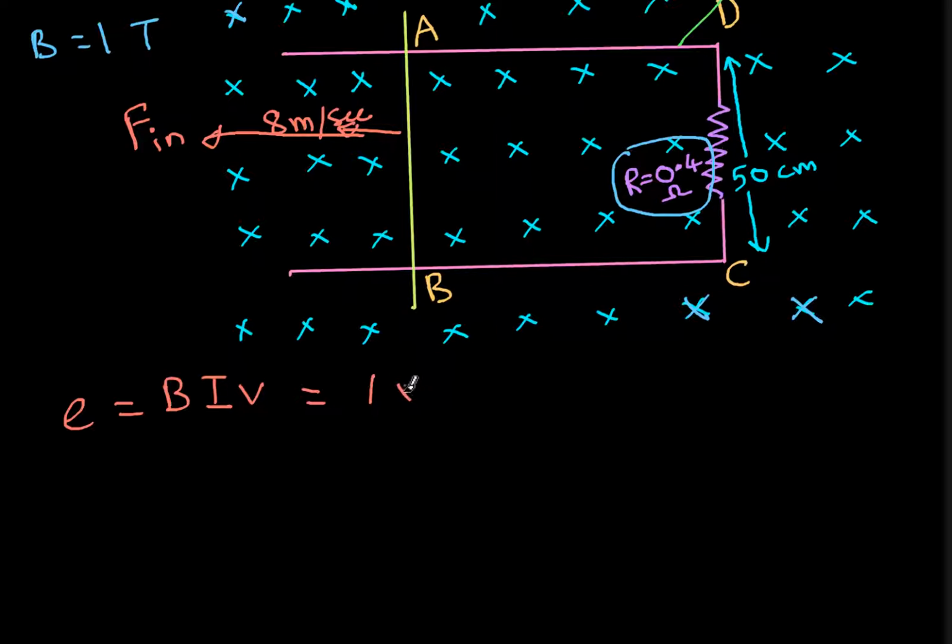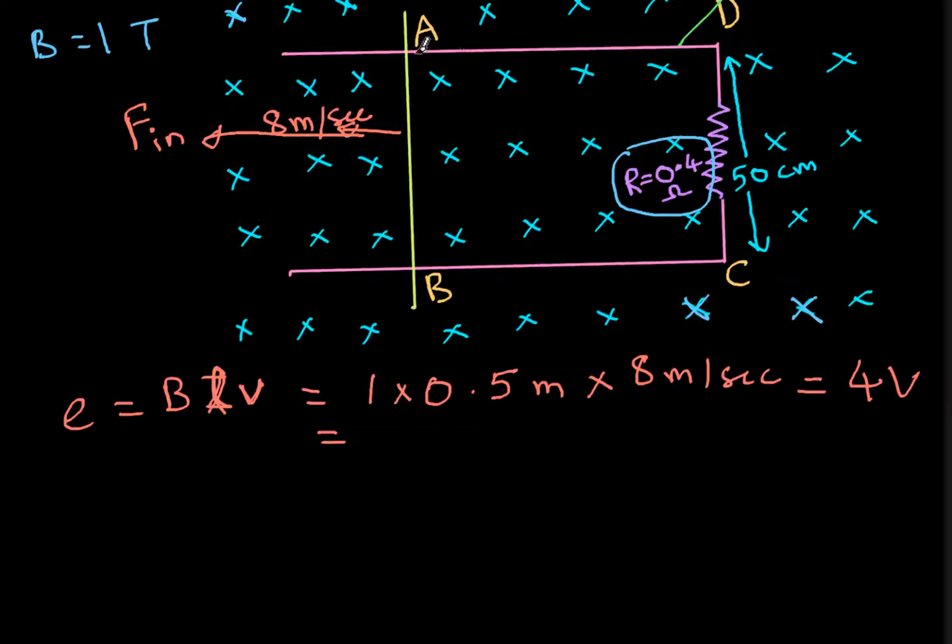So 1 Tesla multiplied by L, the length of the conductor. What is the length of the conductor? It is 50 centimeters or 0.5 meters, multiplied by V, the velocity. The velocity is 8 meters per second, given in the question. So this value is 4 volts. So 4 volts of EMF is induced in this particular conductor AB. You might ask, what about the EMF induced in AD?